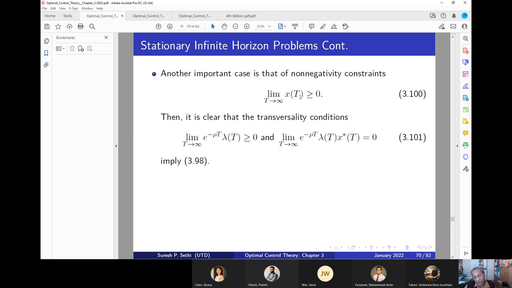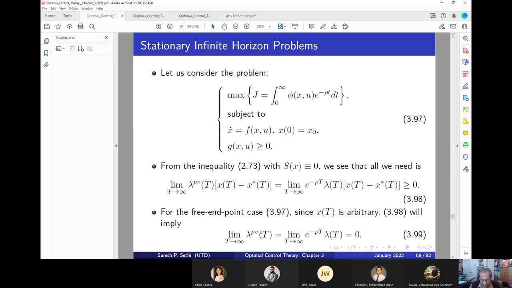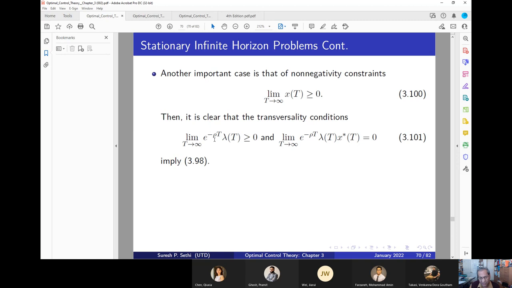Sometimes it is also important that even though I don't care what the value at infinity is, I do care about the fact that I don't go broke. So if it's an issue of wealth, I don't want to go broke at any point in time. So I want at least the terminal value to be bigger than or equal to zero. So in some cases maybe you want that. And if you put that condition, then we again have the transversality condition go to this value, because now we have a complementary slackness condition. We're basically going back here, but we are breaking it down into two: one is a complementary slackness condition, and one is this positivity condition. This condition implies 3.98, which is right here.